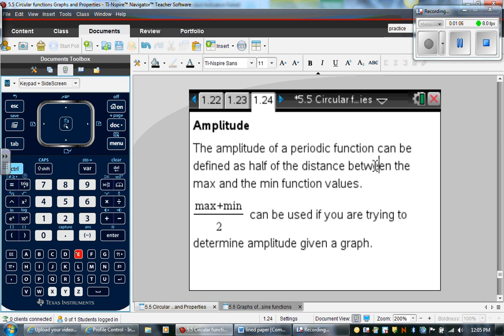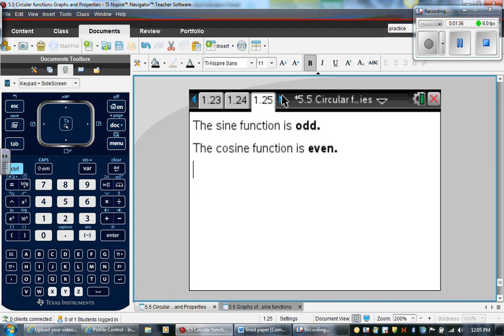Okay. How you can find it algebraically is by taking the maximum and adding the minimum to it and then dividing it by 2. So this should be maximum minus minimum divided by 2. I apologize. Okay. And that can be used if you're given the graph. So again, maximum minus minimum divided by 2.